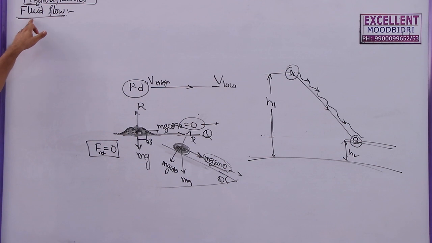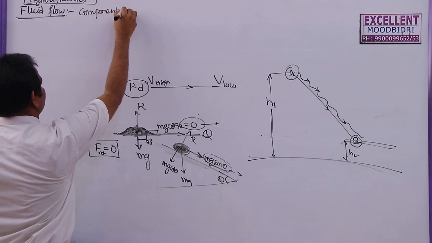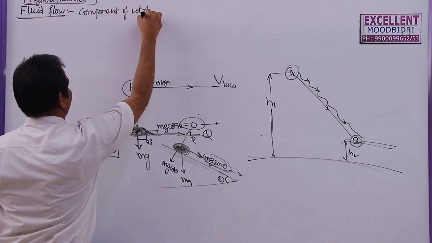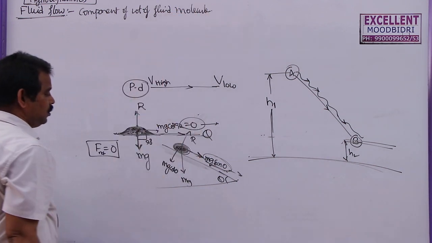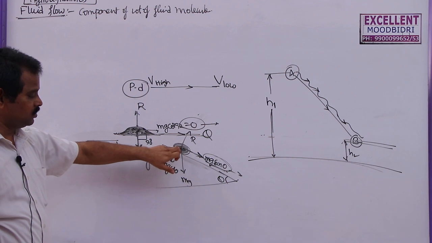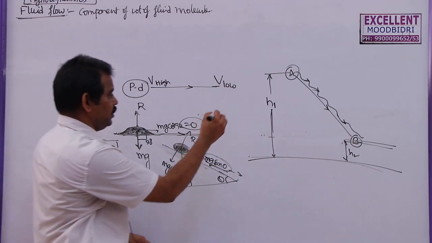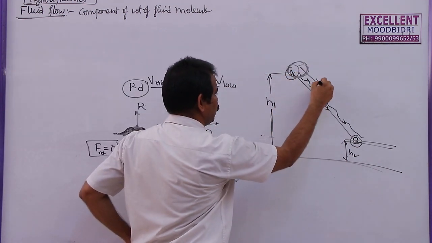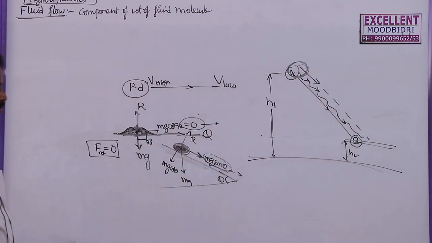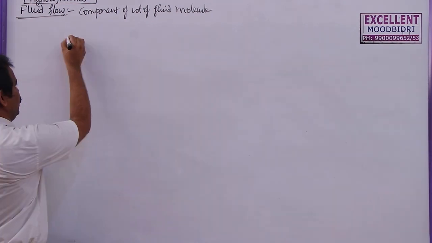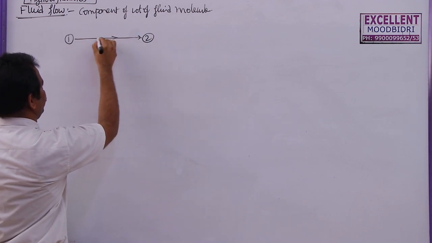So what is the reason behind the fluid flow? A component of the weight of the fluid molecule will give the driving force for this liquid drop or water drop to flow in this direction. That means when it is here, it will have that driving force. That's why it moves in the direction of the driving force and reaches that point, flowing from point 1 to point 2. So this is the direction along which the fluid is flowing.